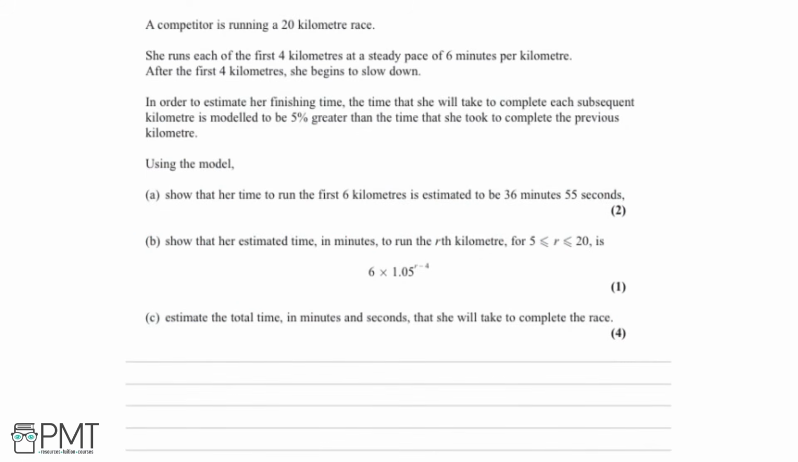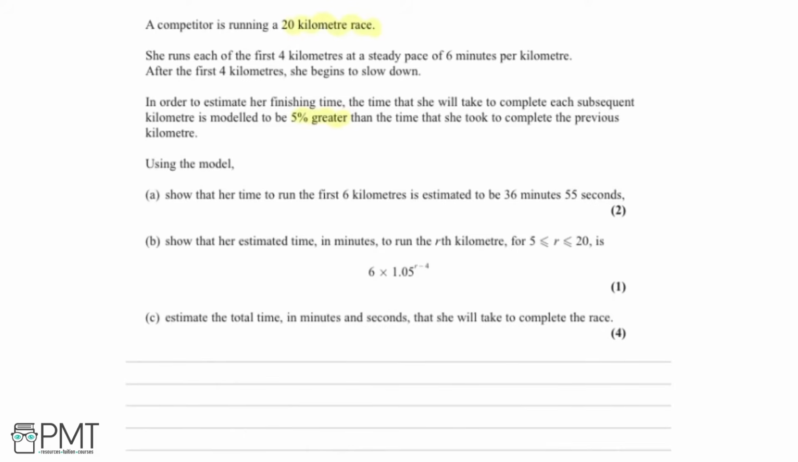So a competitor is running a 20-kilometer race. She runs each of the first 4 kilometers at a steady pace of 6 minutes per kilometer, and after the first 4 kilometers she begins to slow down. In order to estimate her finishing time, the time that she will take to complete each subsequent kilometer is modelled to be 5% greater than the time she took to complete the previous kilometer.